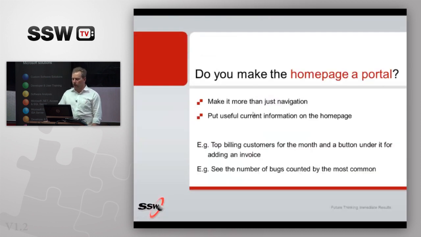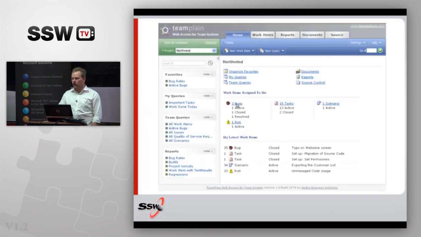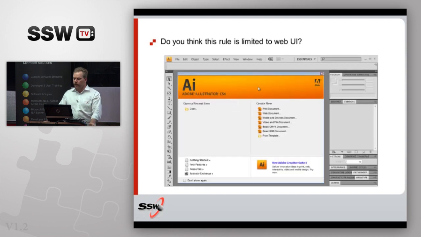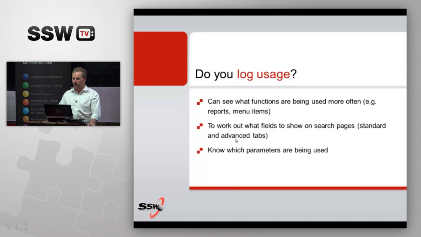Make the home page a portal. I've already kind of talked about this. Rather than do it like this, do it like this. Okay, or use the Metro thing. You'll even see Windows apps kind of do it like that, and they'll try to put as much information as they can on the front portal. You'll see Visual Studio doing the same thing.